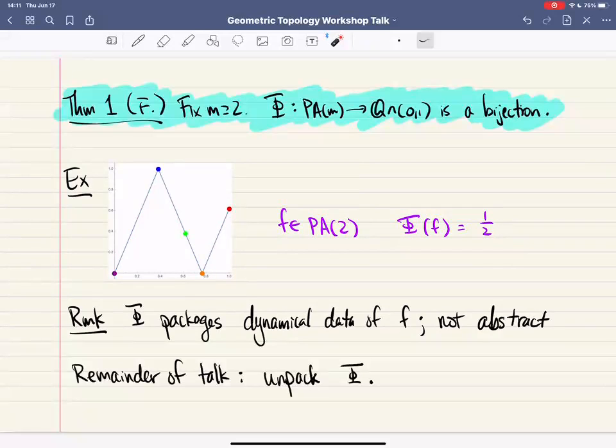I want to emphasize that phi is not merely an abstract bijection. We're not merely stating that the set of zigzags of pseudo-Anosov type is countable. This is really packaging some dynamical data of the interval map. And the remainder of the talk is about unpacking phi to understand what it's telling us.